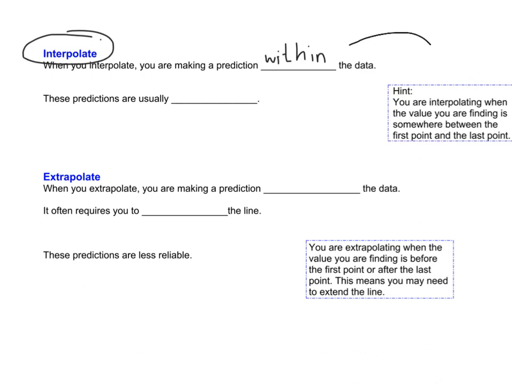And you could see the little hint right there. It says, hint, you are interpolating when the value you are finding is somewhere between the first and last point. In our last question, it was in between ages 1 to 8. Okay, so anything between ages 1 to 8 was interpolation. Now, these predictions are usually reliable. Okay, they're reliable because they happened within the data already given.